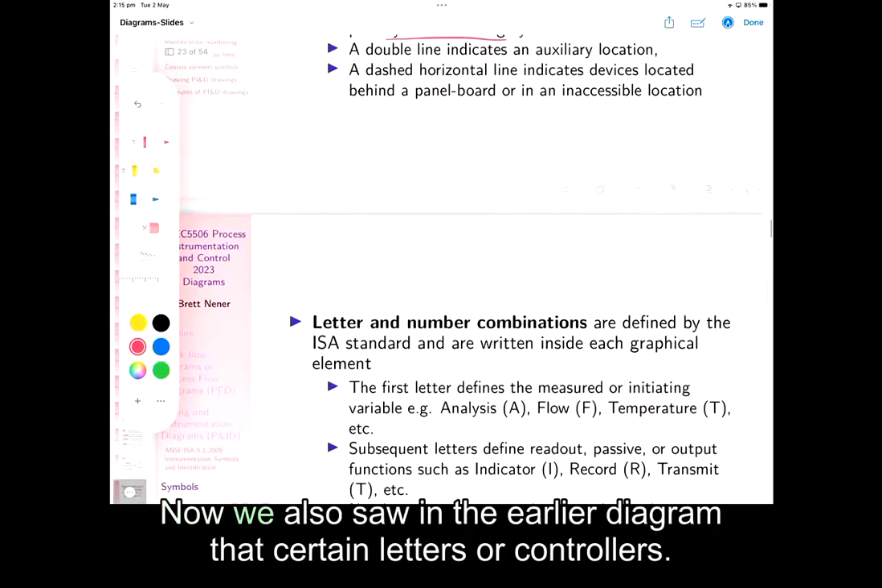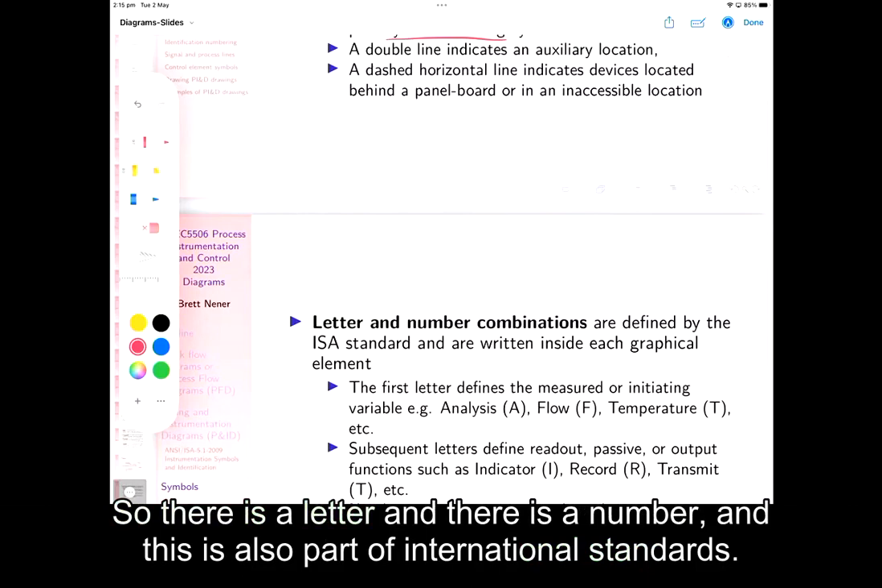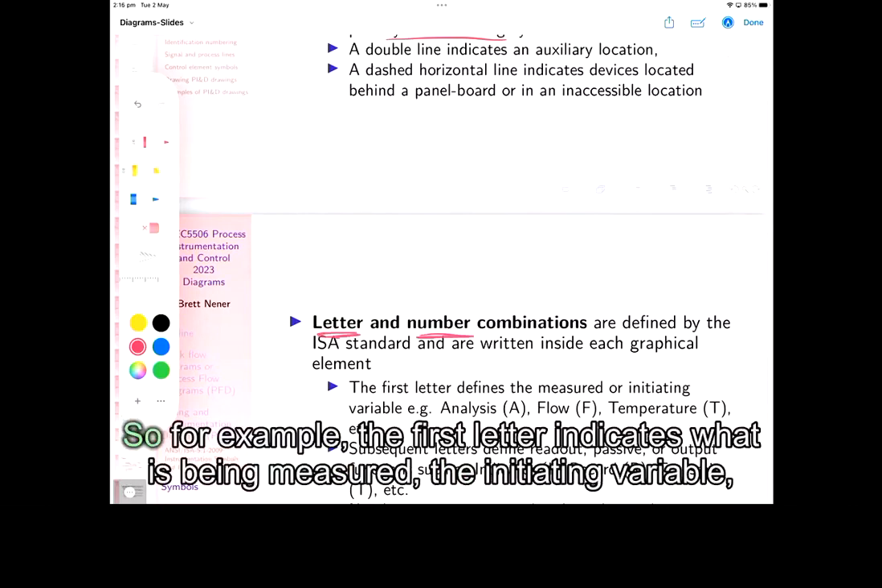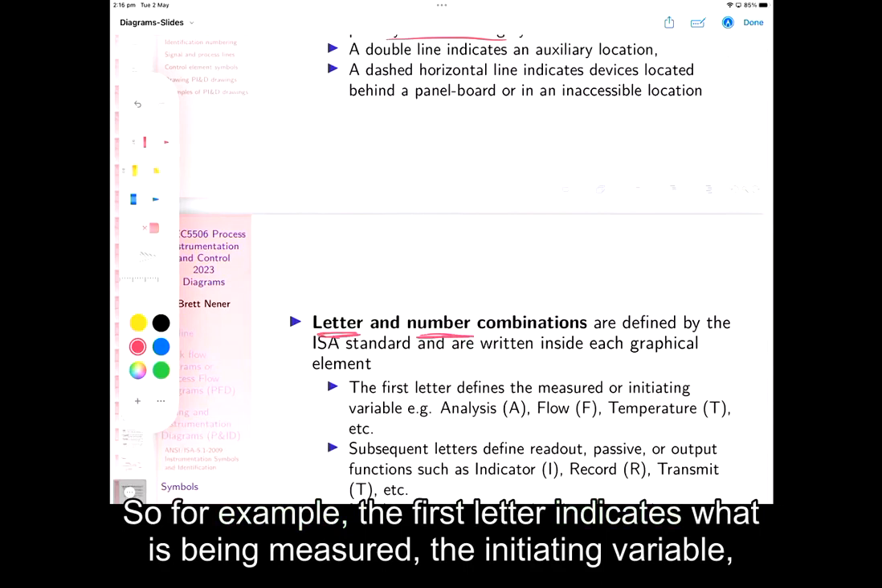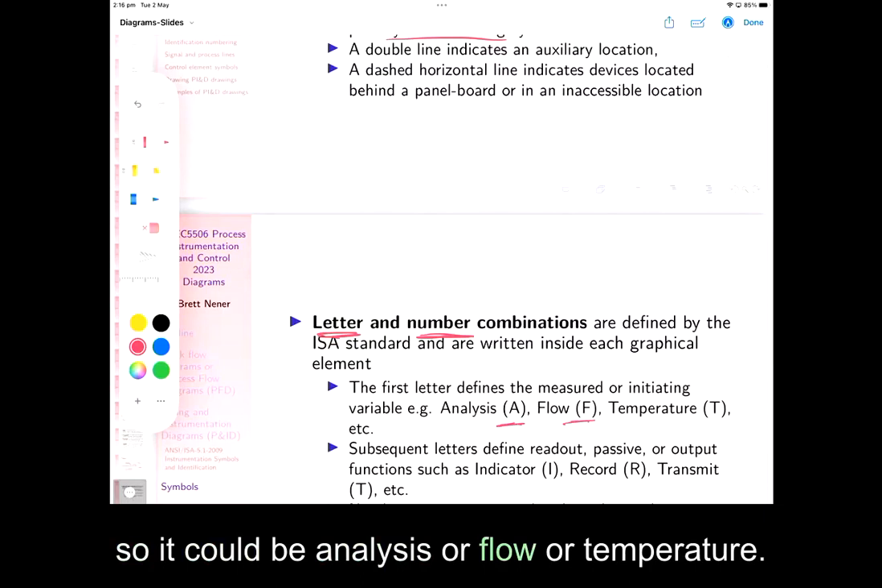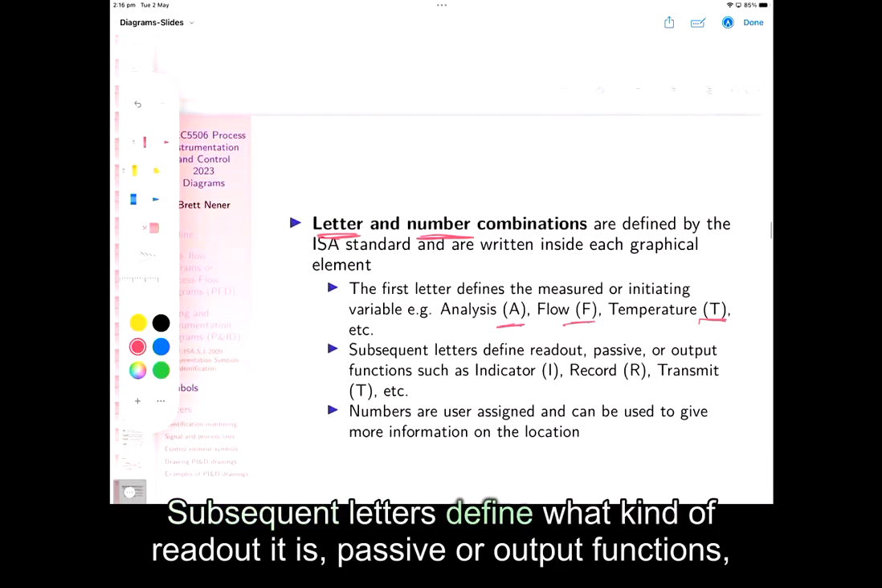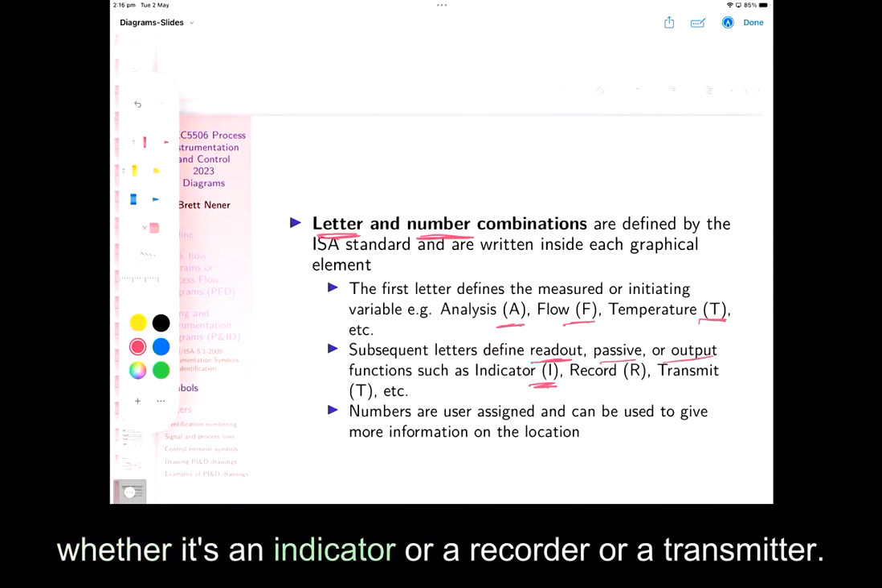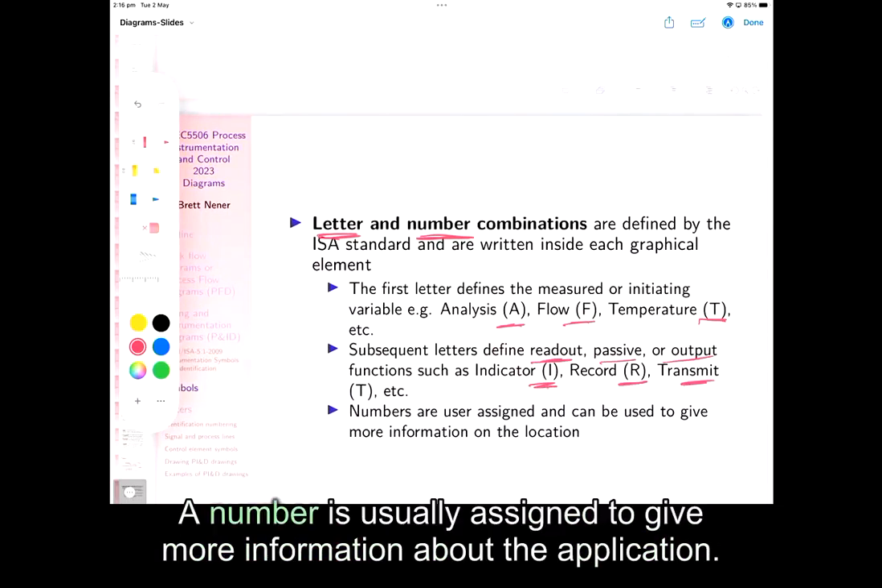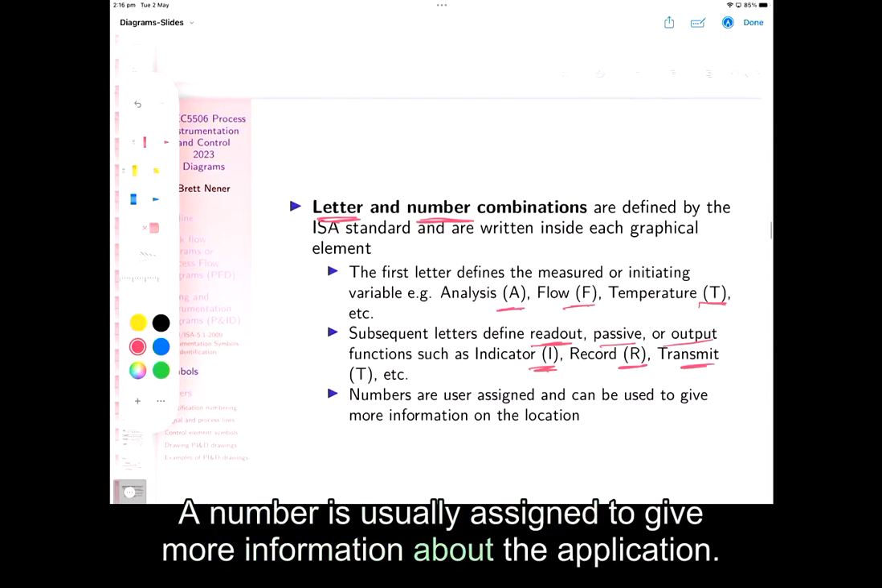Now, we also saw in the earlier diagram that certain letters are controllers. So there is a letter and there is a number, and this is also part of the international standard. So, for example, the first letter indicates what is being measured, the initiating variable, so it could be analysis or flow or temperature. Subsequent letters define what kind of readout it is, passive or output functions, whether it's an indicator or a recorder or a transmitter. And the number is usually assigned to give more information about the application.